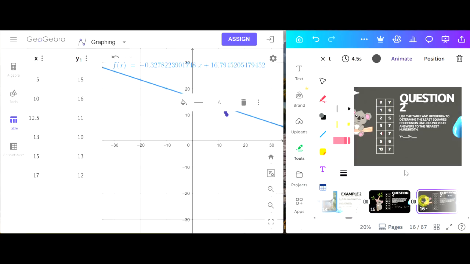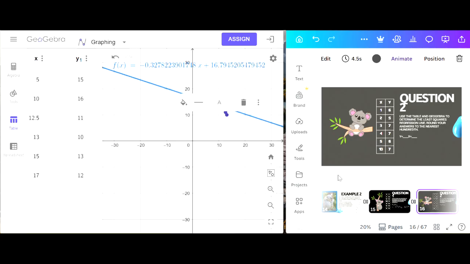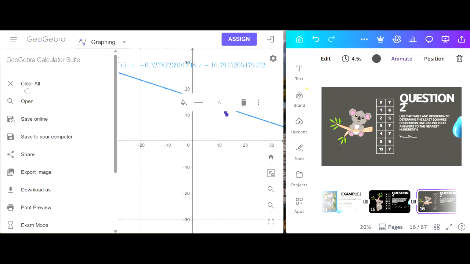Let's move on to question number 2. Use the table and GeoGebra to determine the least squares regression line. Round your answer to the nearest hundredth. Pause the video and go do it.